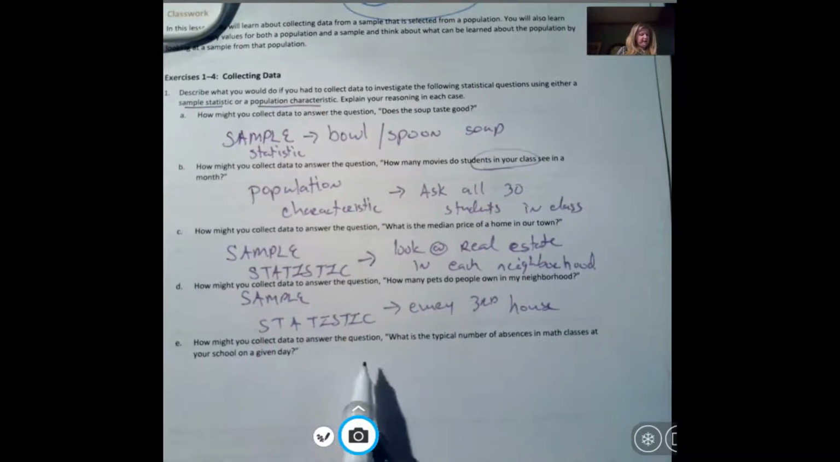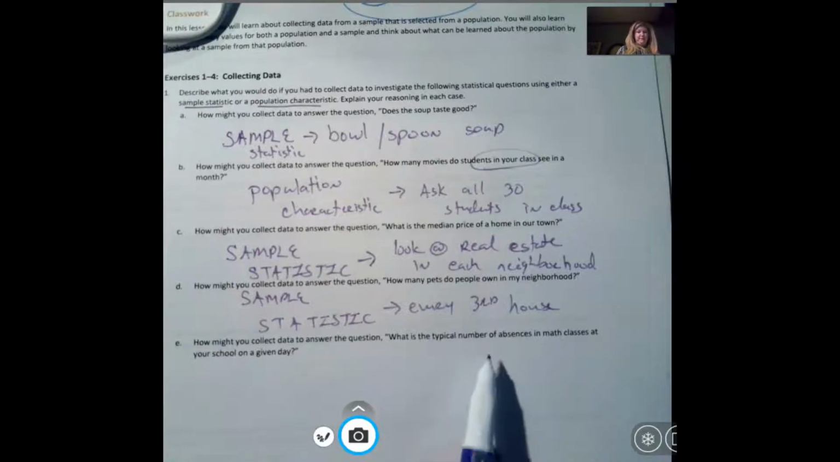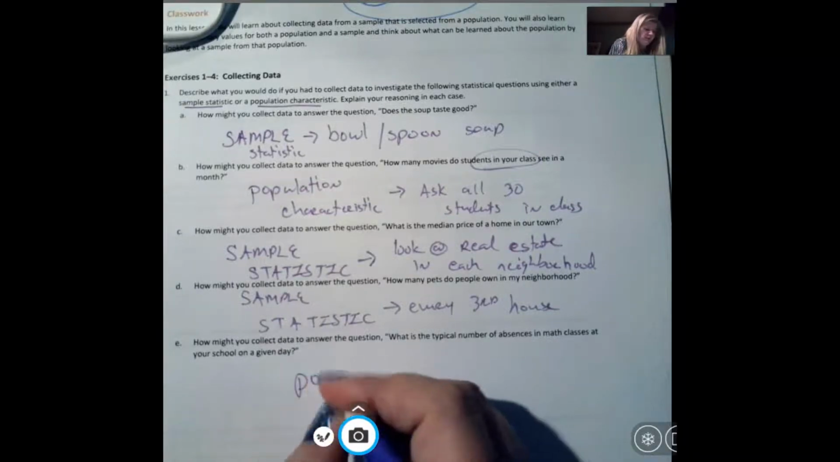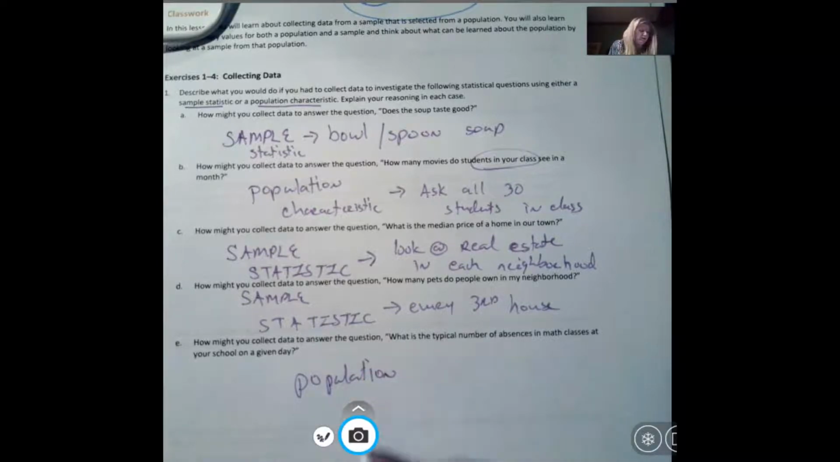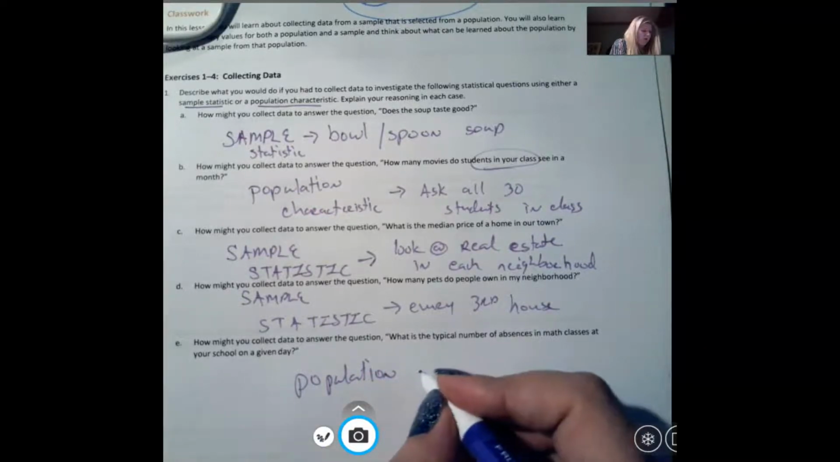Okay, how might you collect data to answer this question? What is the typical number of absences in math classes at your school on a given day? So the population that we're talking about is all the math classes. So a sample could be one class, but really there's not that many math classes. There's roughly, well, there's 10 classes at Robinson that are math classes. So I think it would be fine to just do a population characteristic here. And it's reasonable to just ask each of the math teachers. Okay, population characteristic.